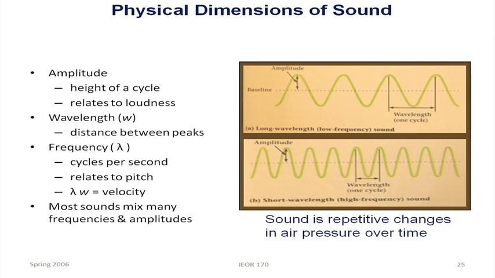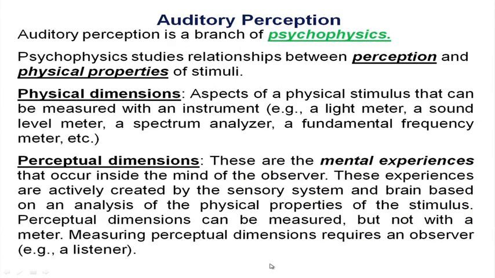Now I come to the physical dimension of sound and the physiological, or you can say psychological, perceptual dimension of sound. That is obvious, you know the height of the amplitude, frequency, wavelength and their properties. Now I call it auditory perception. Auditory perception is a branch of psychophysics, dealing with perception and physical properties of stimuli. The physical dimension is measurable, but the perceptual dimension is a mental exercise, or you can say physiological output.